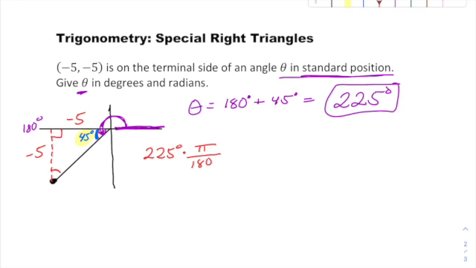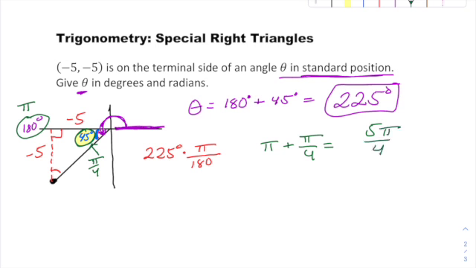You also could do this. If that seems like a difficult fraction for you to contend with, keep in mind what 45 degrees is in radians. Using an easier, more familiar amount, 45 degrees is pi over 4, and 180 in radians is pi. So you're just going pi plus an extra fourth. So you've got a few options with how to arrive at this answer. Pi plus pi over 4, 1 and a fourth is 5/4. So that's 5 pi over 4 radians. 225 degrees or 5 pi over 4.